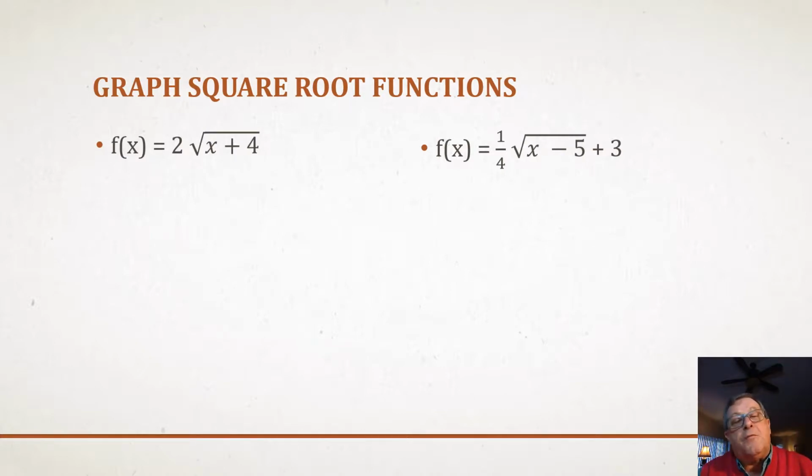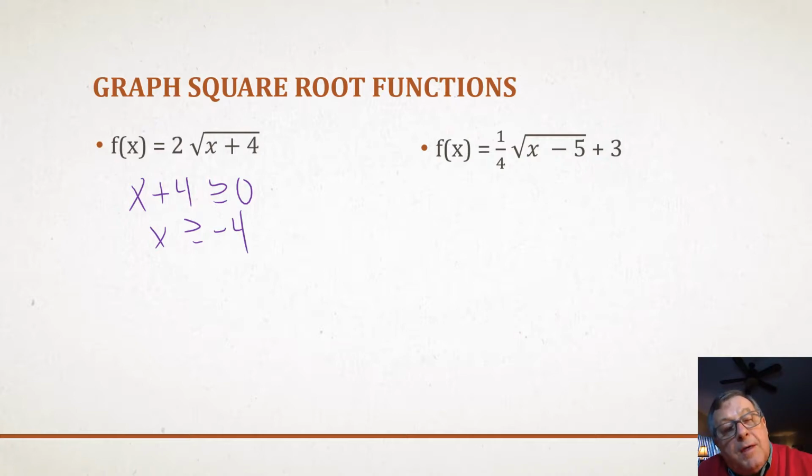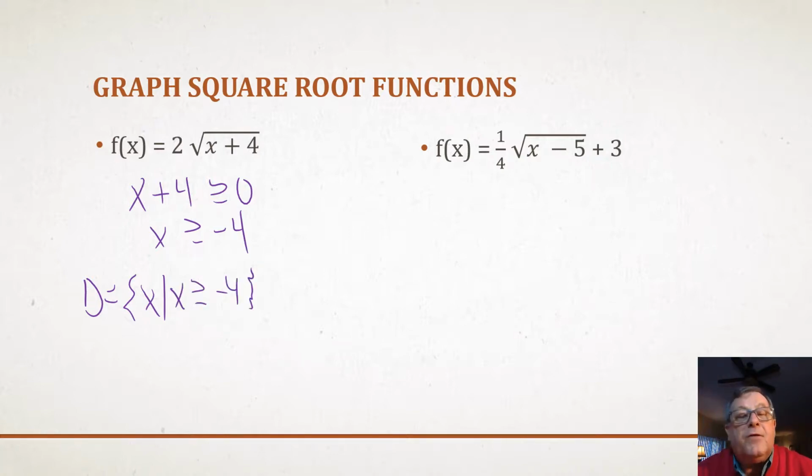But with these transformations that we see, we've got some changes here. First off, let's deal with our domain. I'm looking underneath the radical, and we're going to set x plus 4 greater than or equal to 0, so that x must be greater than or equal to negative 4. So my domain is x such that x is greater than or equal to negative 4, because we can't take the square root of a negative number.